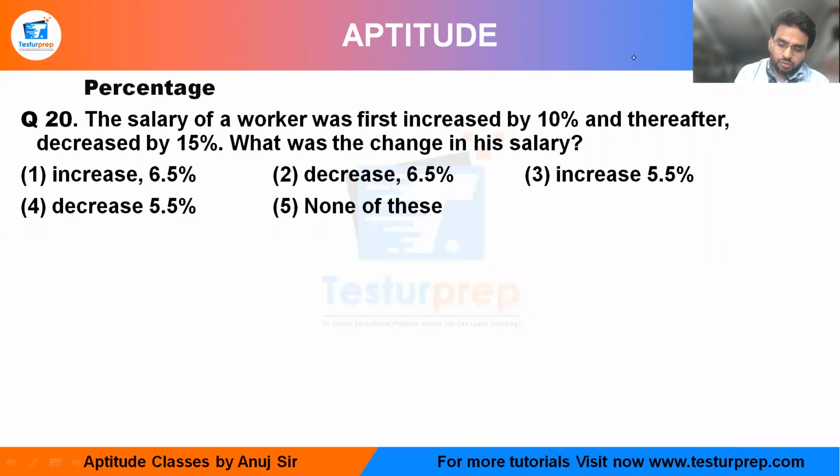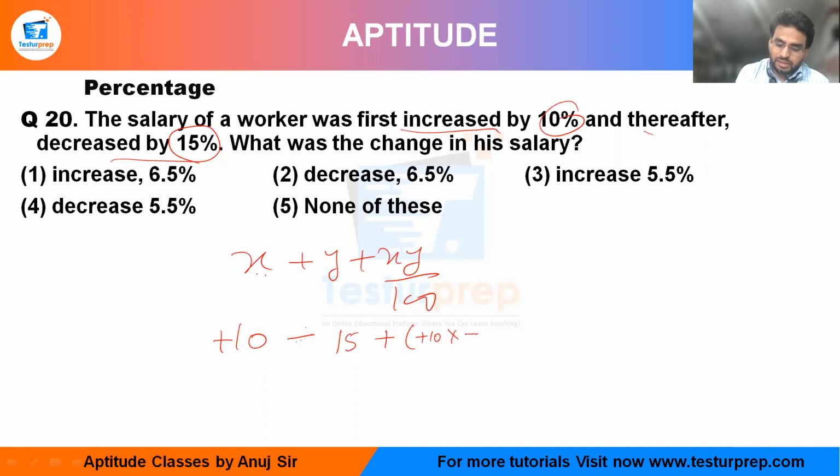As we know the formula of successive increment, बच्चों, we know that x plus y plus xy divided by 100. This is the formula, divide by 100. Or we know that the value of x is a 10% increment, that's why it is positive, right, it is increment. Now thereafter a decrement of 15%, let me take negative 15%, plus minus, that is equal to positive 10 multiplied by negative 15 divided by 100.